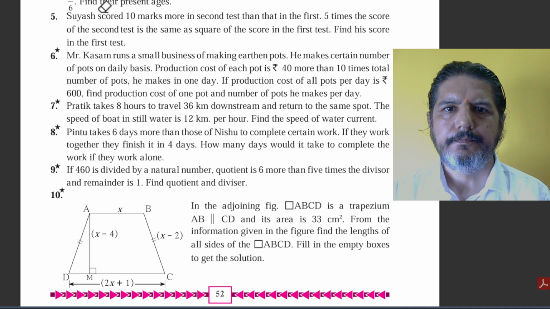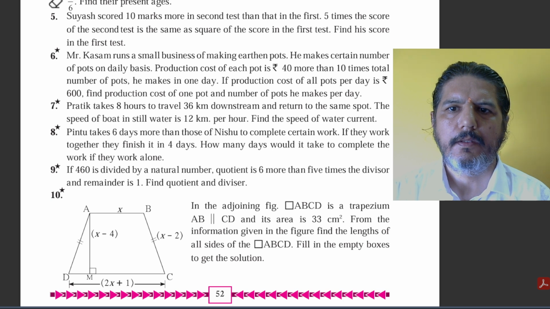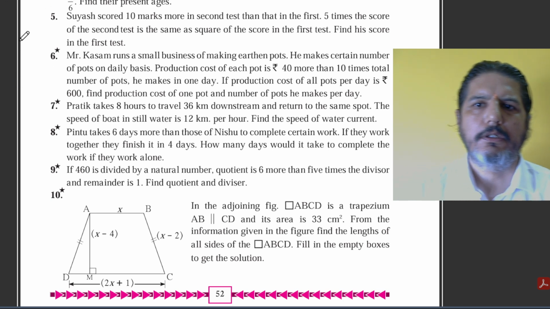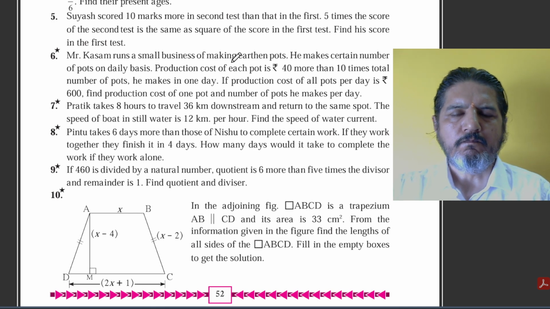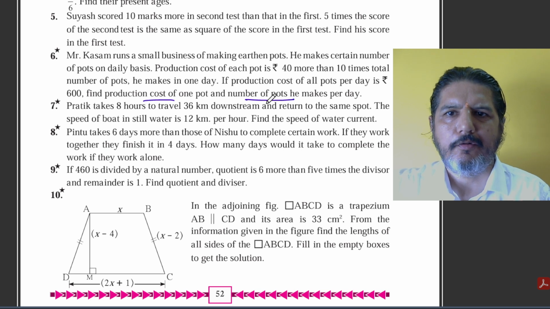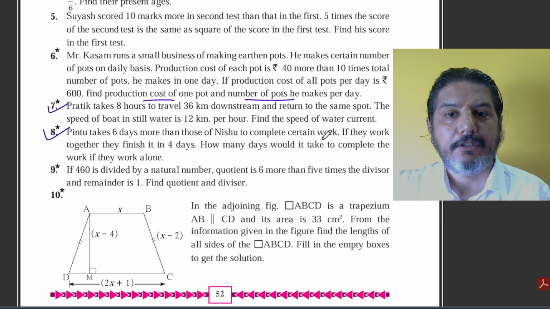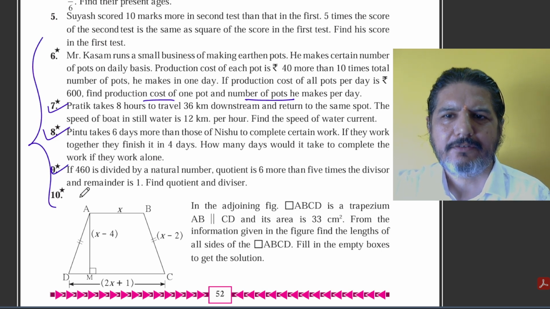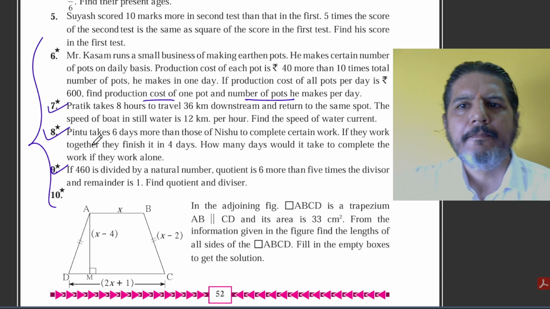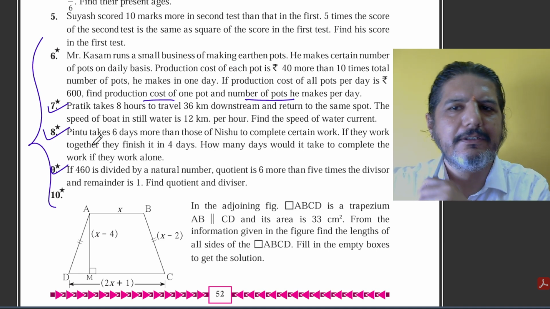Next questions, they would be a bit difficult. There would be production cost, number of pots. There will be upstream, downstream. Students find this difficult. There will be this work question again, a bit difficult. So these next 10 questions would be a bit difficult, but we'll try to do our best. So let's continue.